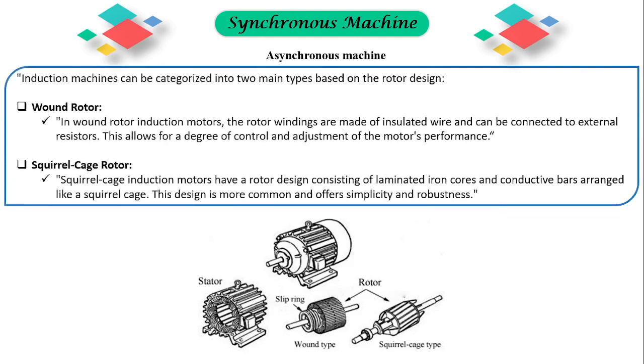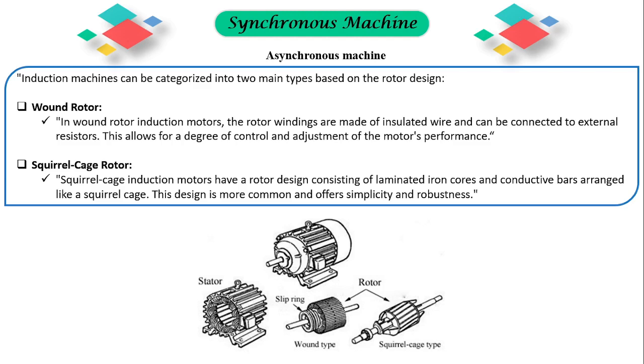Let's explore the types of induction machines, which are categorized based on the design of their rotor. There are primarily 2 types. 1. Wound rotor. In wound rotor induction motors, the rotor windings are made of insulated wire. What's interesting about them is that they can be connected to external resistors. This unique feature allows for a degree of control and adjustment of the motor's performance, making them suitable for specific applications that require fine-tuning.